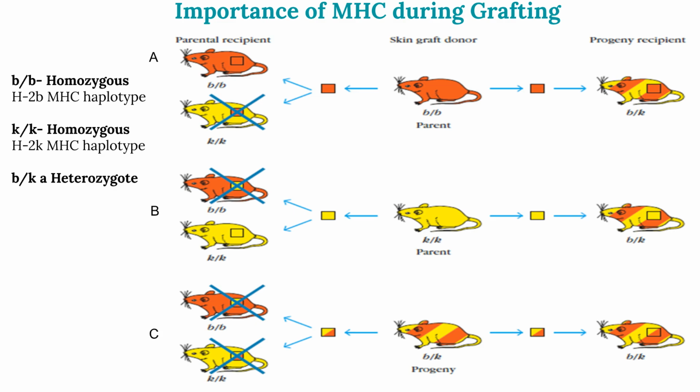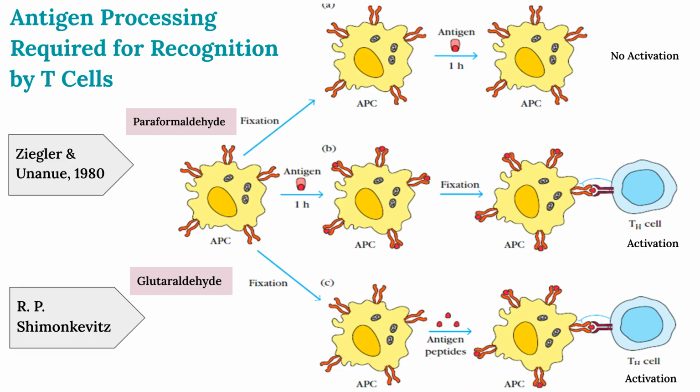MHC compatibility is crucial in grafting. For instance, in these mouse models, successful skin grafts depend on matching MHC haplotypes between donor and recipient to prevent rejection. Antigen processing is essential for T cell recognition. As shown, fixation methods like paraformaldehyde or glutaraldehyde affect whether an antigen-presenting cell can activate a T helper cell.